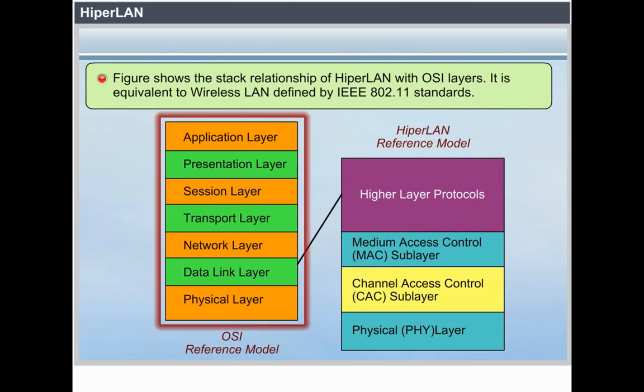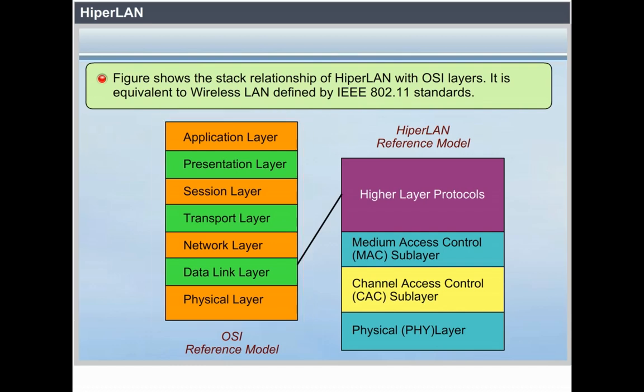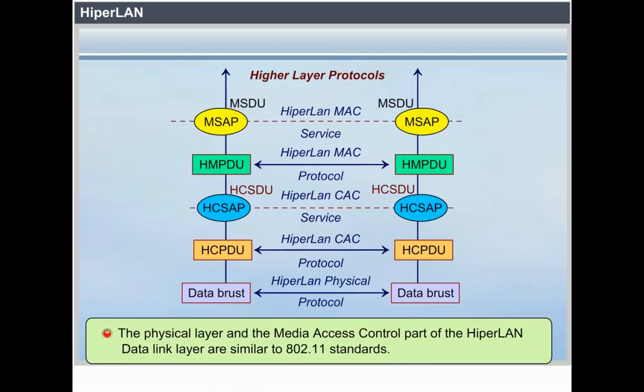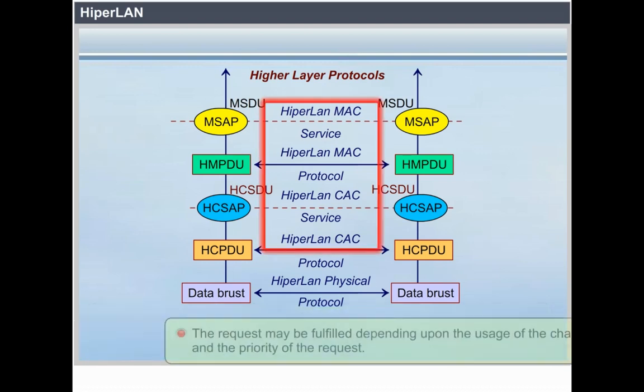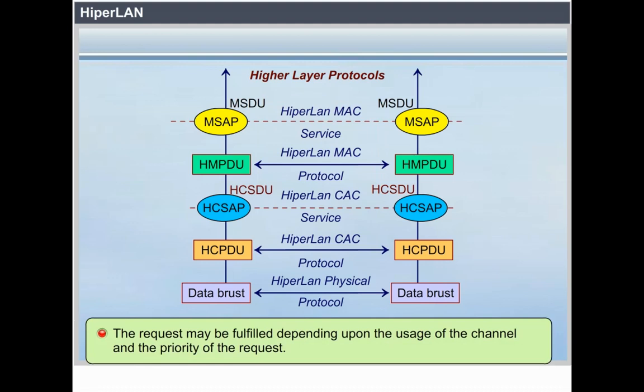Figure shows the stack relationship of HyperLAN with OSI layers. It is equivalent to wireless LAN defined by IEEE 802.11 standards. The physical layer and the media access control part of the HyperLAN data link layer are like 802.11 standards. There is a new sublayer called Channel Access and Control, CAC sublayer, which deals with the access request to the channels. The request is served depending upon the usage of the channel and the priority of the request.